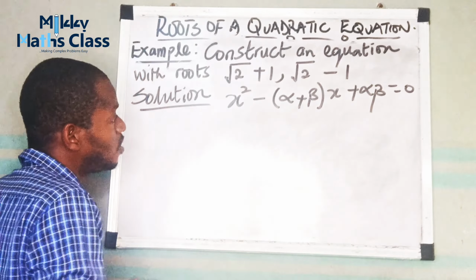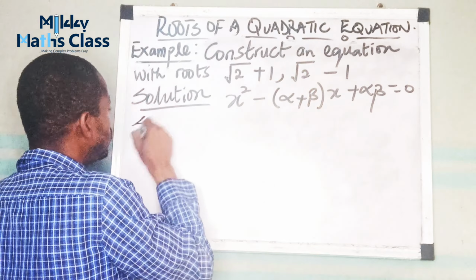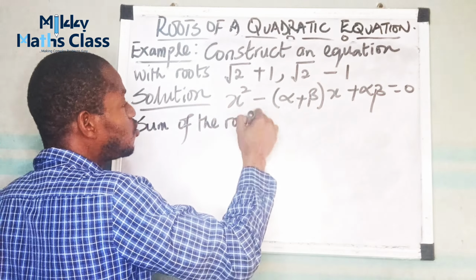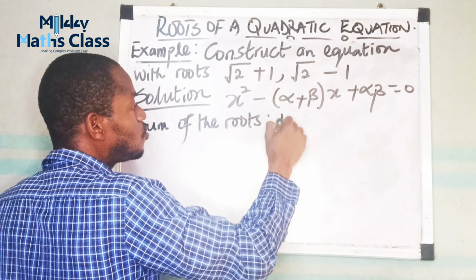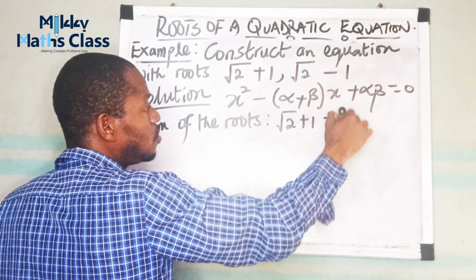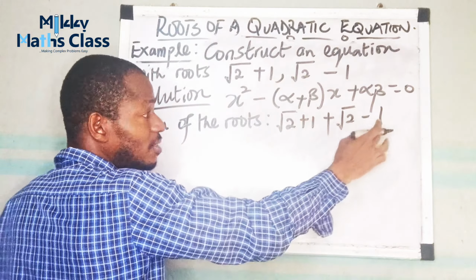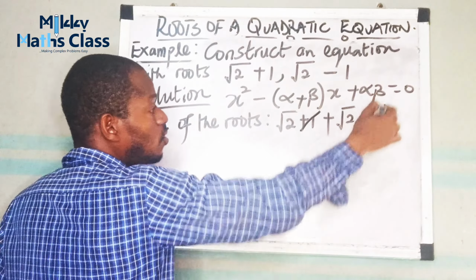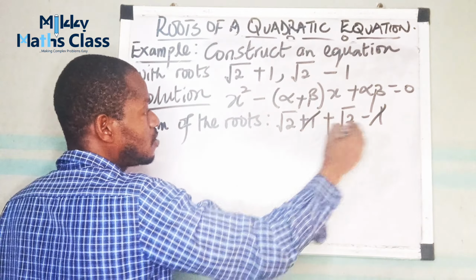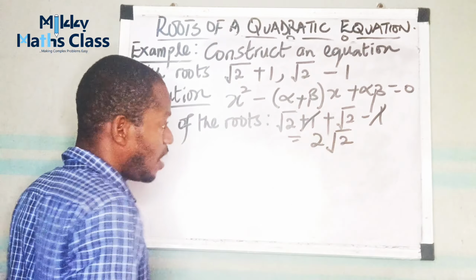So the first thing we need to do, let's find the sum of these roots. So the sum of the roots, we add these two things together. That's root 2 plus 1 plus root 2 minus 1. So plus 1 minus 1 goes off. You have root 2 plus root 2, that's 2 root 2, which is equal to 2 root 2.